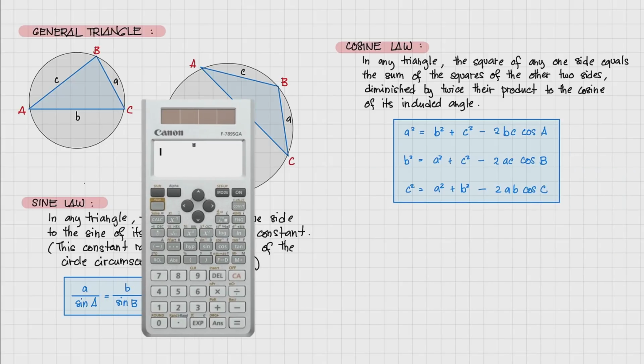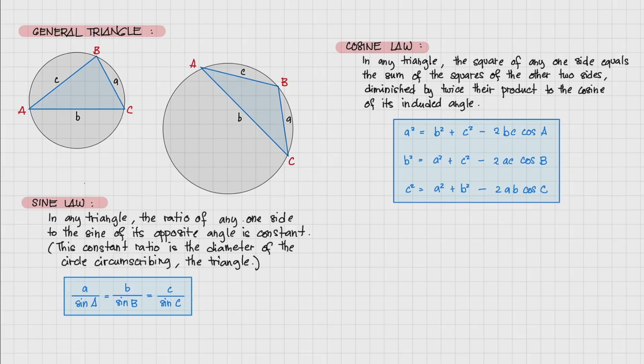So, what if we have cosine 90? That's equal to 0. So, what does that mean for us? Kung 0 ito, for example, yung angle C natin is equal to 90 degrees, this would be 0. So, this whole term would now be equal to 0. So, ano yung matitira sa atin? We would be left with the Pythagorean Theorem.